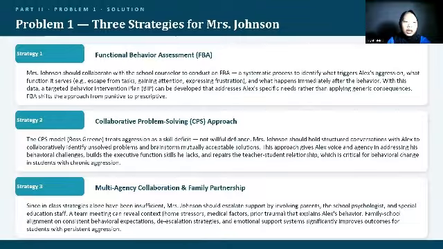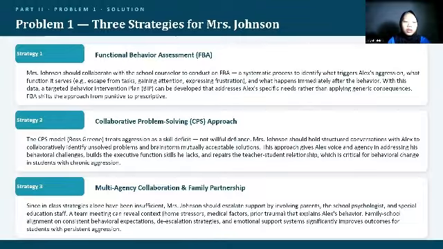With this data, a targeted behavior intervention plan (BIP) can be developed that addresses Alex's specific needs rather than applying generic consequences. FBA shifts the approach from punitive to prescriptive.